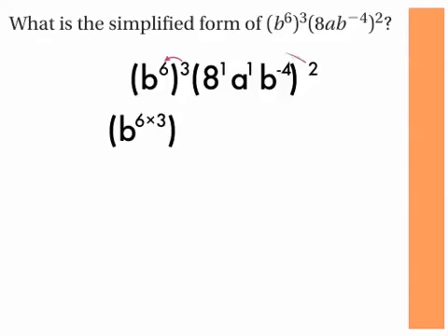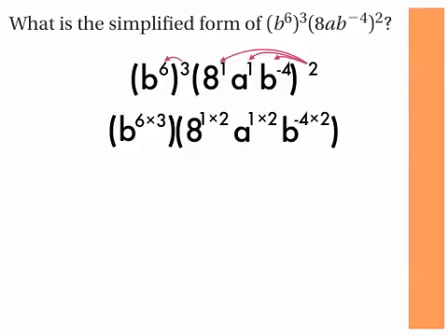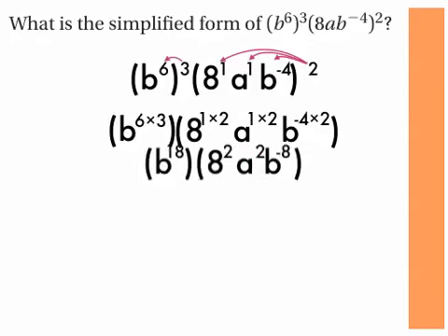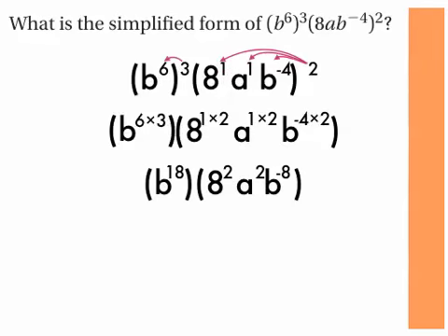And then for the second product to a power, I'm going to need to distribute this 2 in to all 3 exponents that are there, multiplying each time. So b to the 6 times 3 would be b to the 18th. And then 8 to the 1 times 2 would be 8 squared, a squared, and then b to the negative 8th.